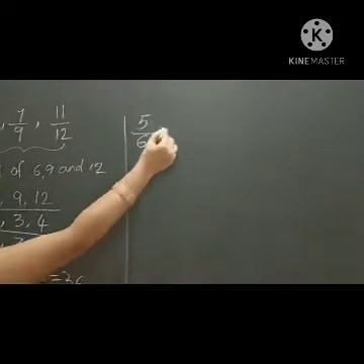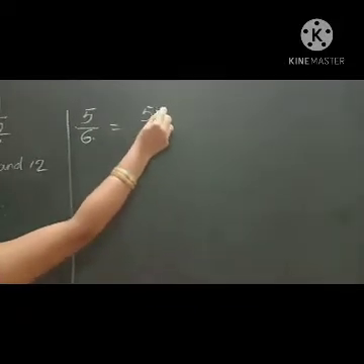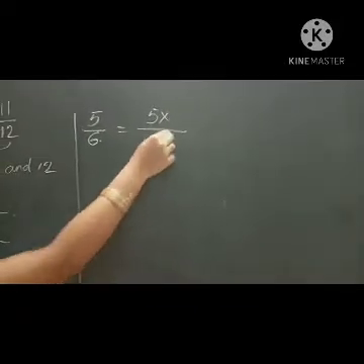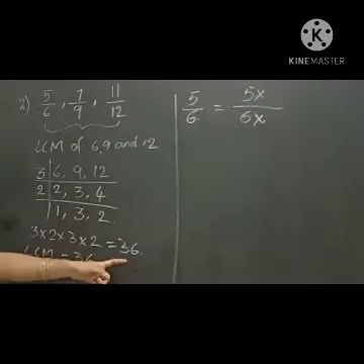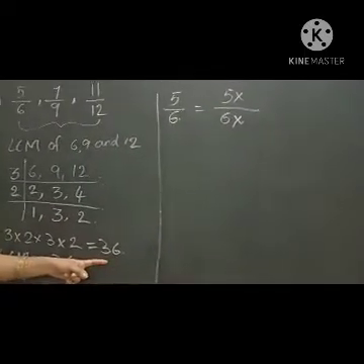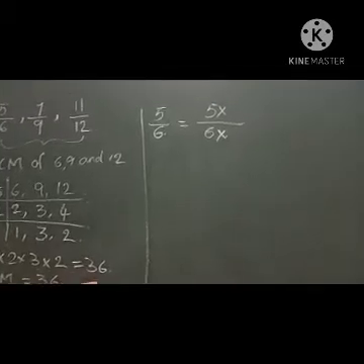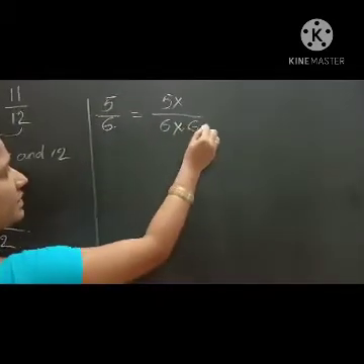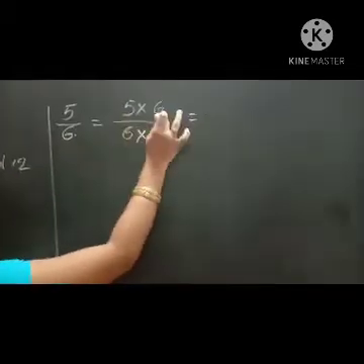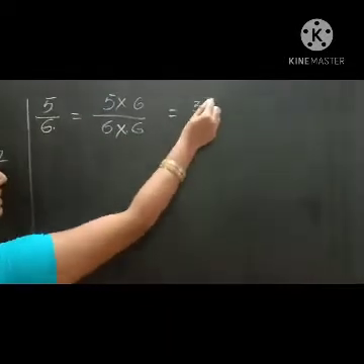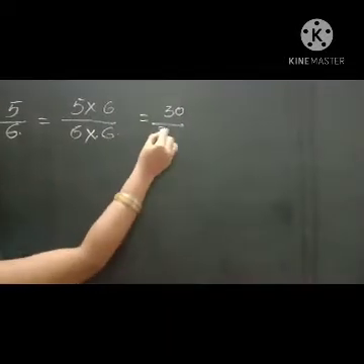Okay, now see here children, the first number is 5/6. In the 6 table, 36 is there or not there? Yes. How many times? 6 6s are 36. Here also 6. 5 6s are how much? 5 6s are 30. And next 6 6s are 36.